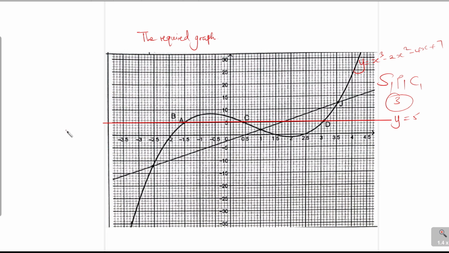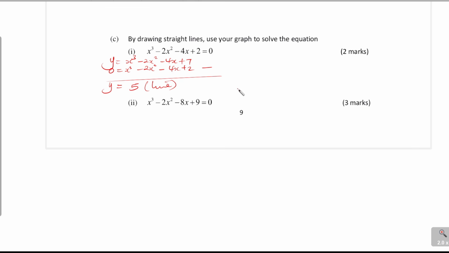And you can see we have a point here. This is one point where the curve intersects with that line, and that is negative 1.5. So that is the first solution. You read the x coordinate of that point of intersection. That point is at x equals negative 1.5. So x is equals to negative 1.5.